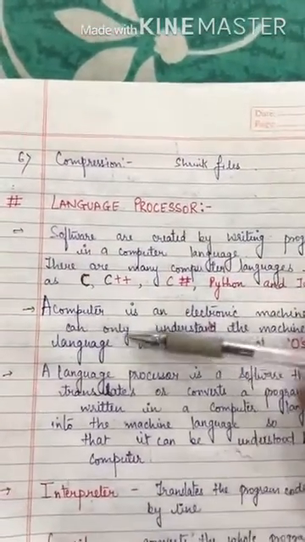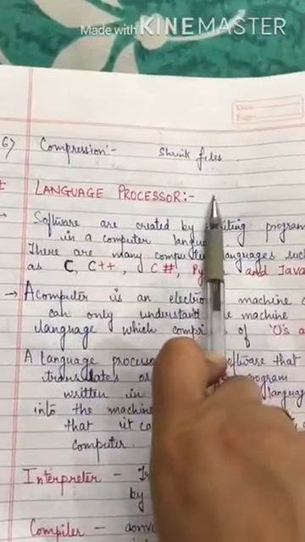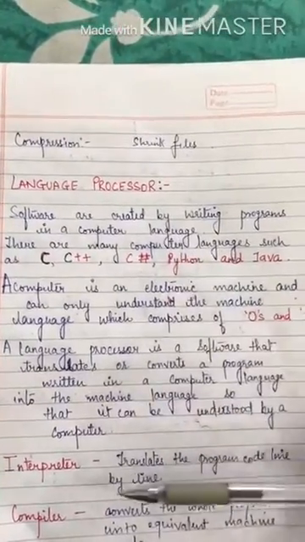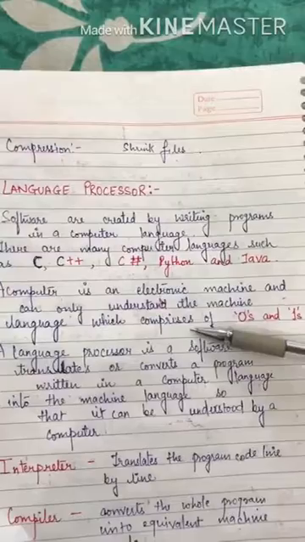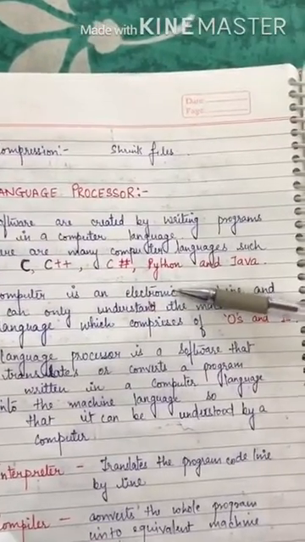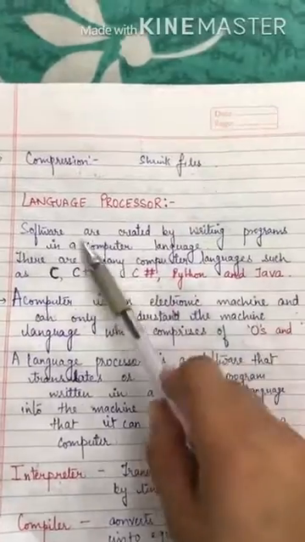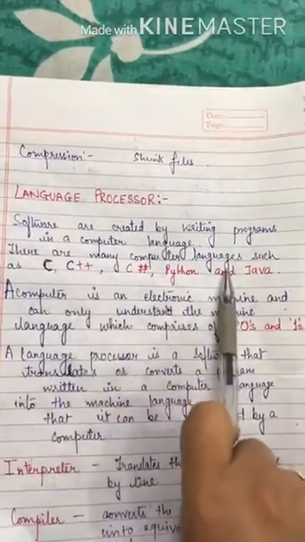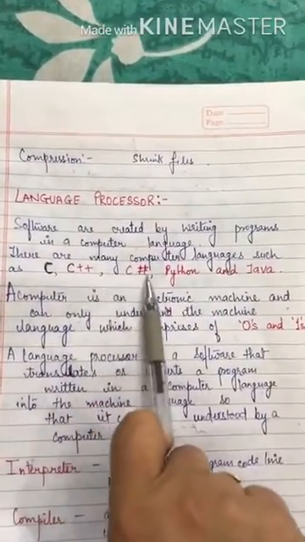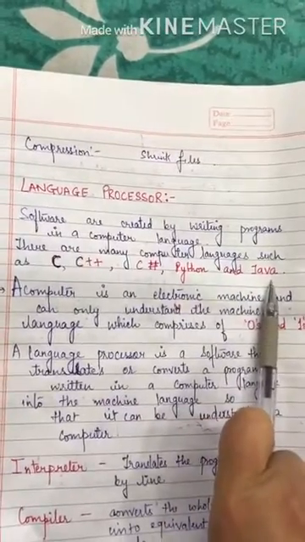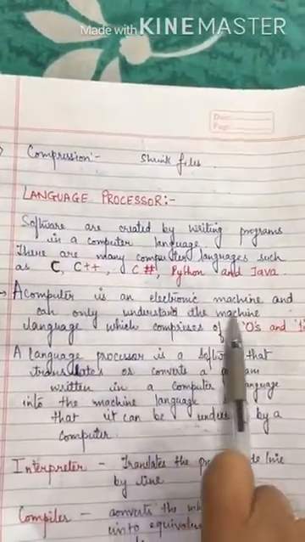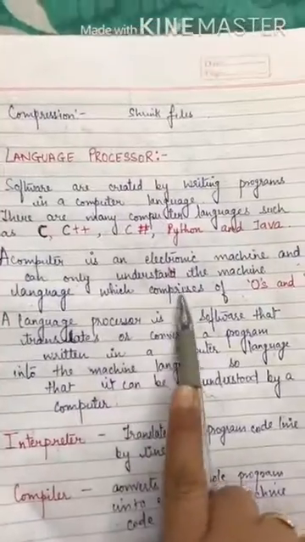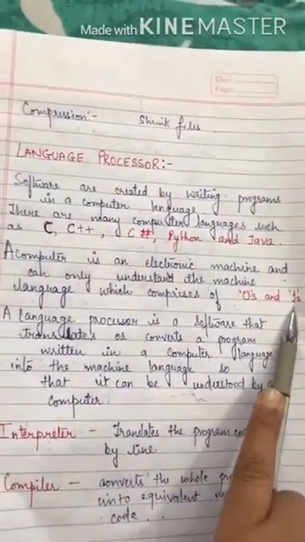So now come to the second topic, that is language processor. What do you mean by language processor? So children, each software is created by writing programs in computer programming languages. So software are created by writing programs in a computer language. There are many computer languages like C, C++, C#, Python and Java.